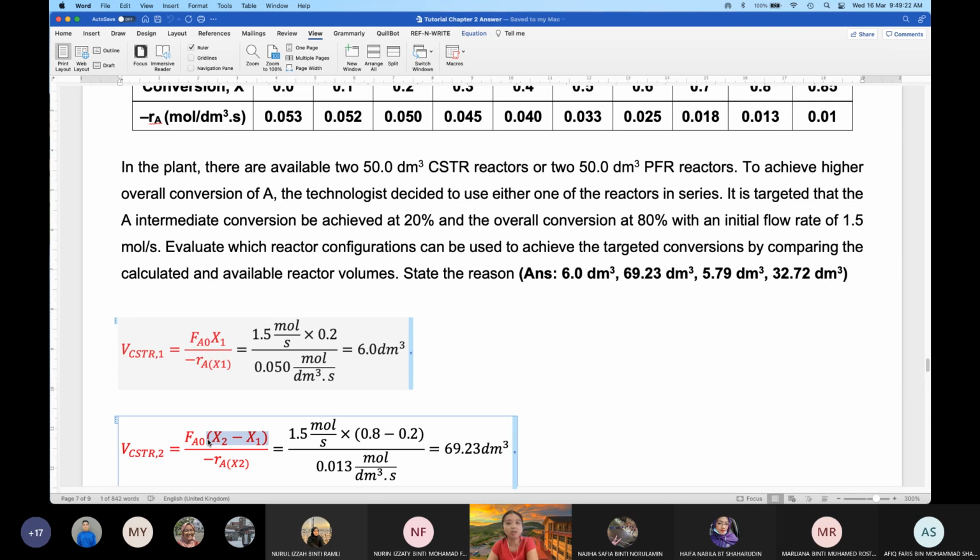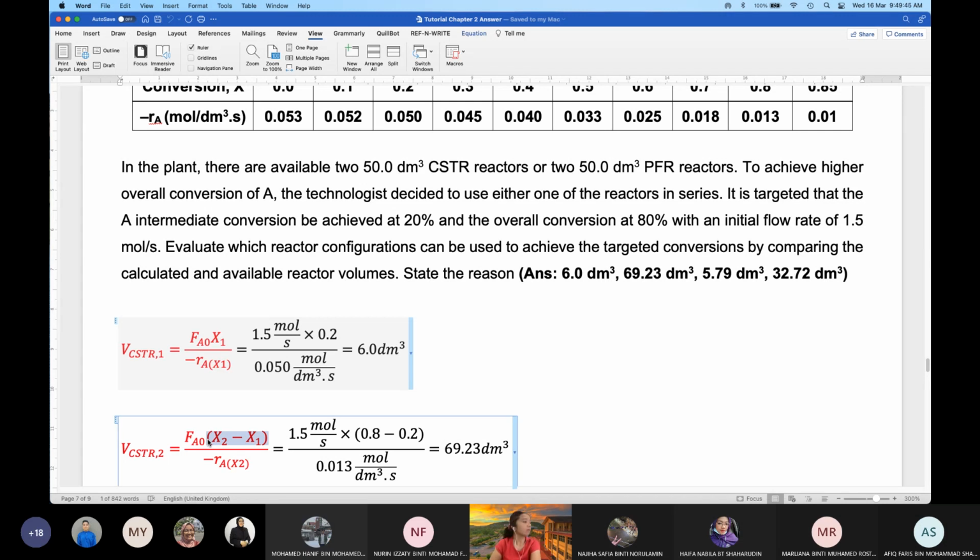Let's see if it's a third reactor, it will be FA0 in bracket X3 minus X2 per minus RA at X3. Fourth reactor, FA0 in bracket X4 minus X3, close bracket, divided by minus RA at X4. So, don't forget that part.